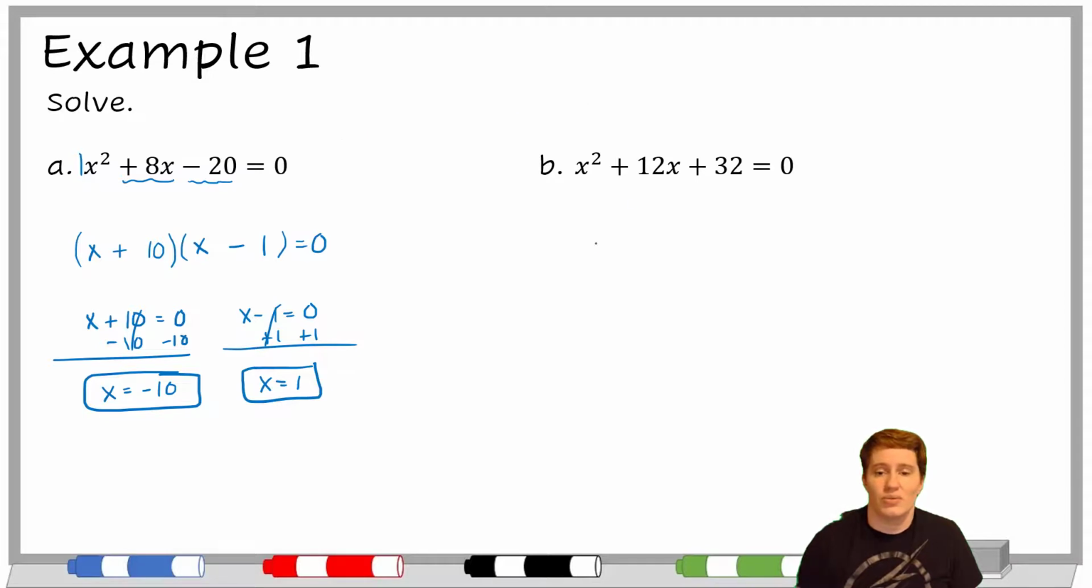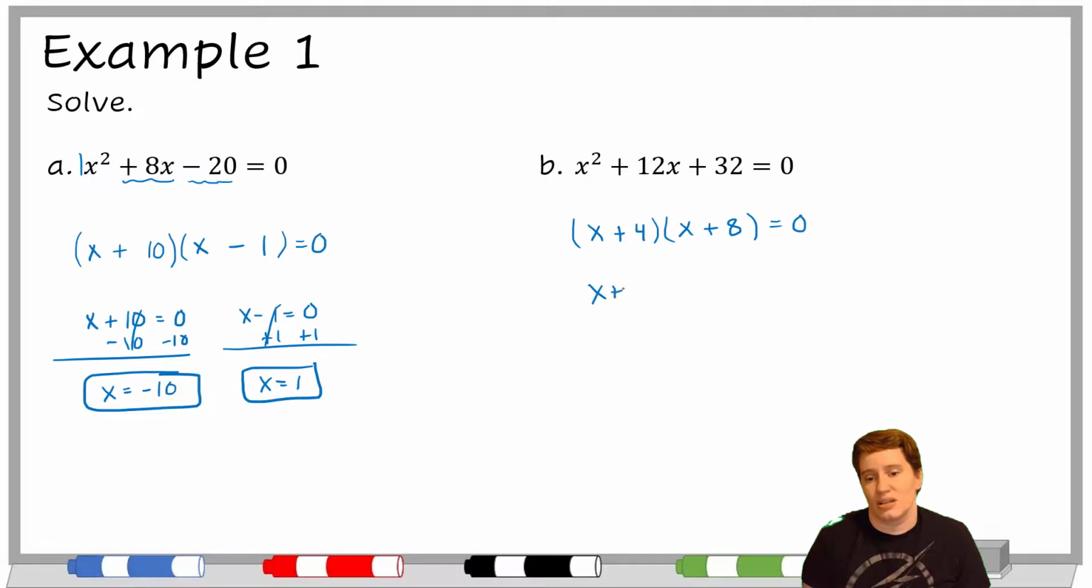So let's look at B. You should try this on your own. You should pause and try it and then see if you're right, if you're feeling good about it. We're going to factor and say what multiplies to get 32 that adds to get 12? That would be 4 and 8.